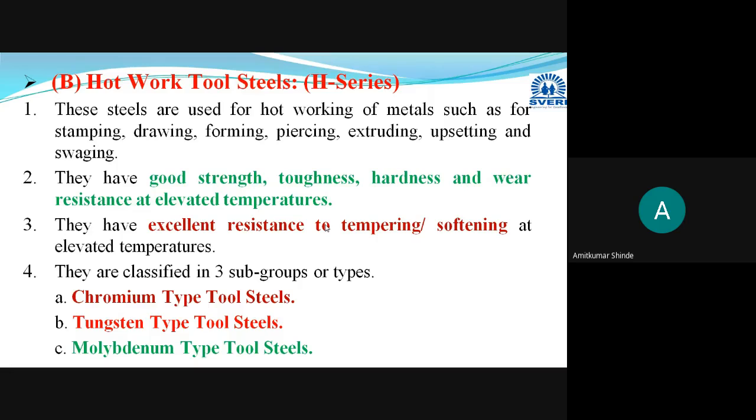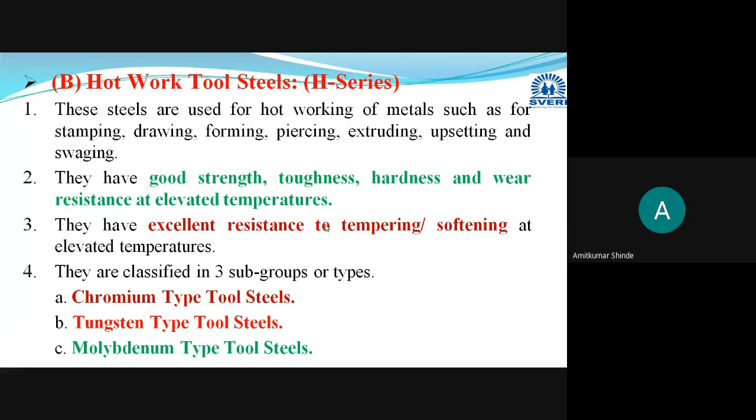Before going into the brief classification, you should first understand what hot work tool steels are. This classification is done on the basis of the work for which we use these steels. Generally, all are used for making tools for different applications in the manufacturing field. The cold work tool steels, as we discussed already, are used for cold working operations on different metals or alloys, and the hot work tool steels are used for hot working of different metals.